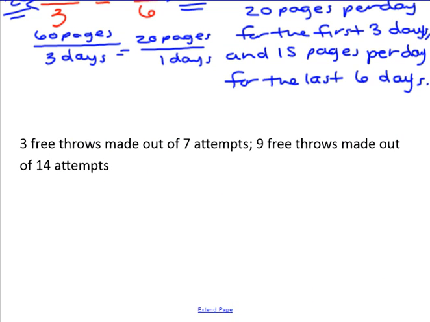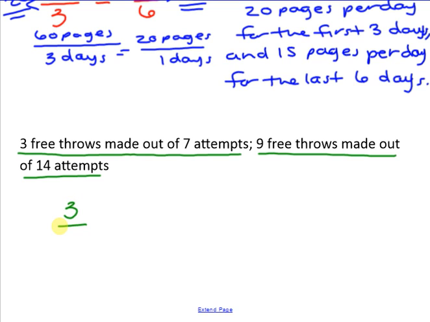So let's take a look at this one with basketball. So 3 free throws made out of 7 attempts, 9 free throws made out of 14 attempts. So this one's not really asking us to defend our answer. So we have 3 out of 7, and we have 9 out of 14. So is this equivalent, yes or no?